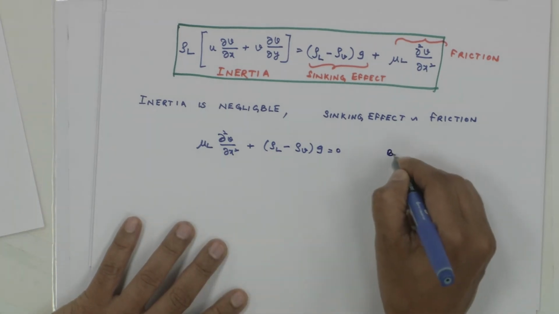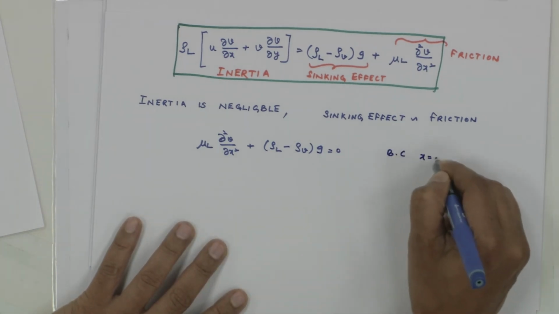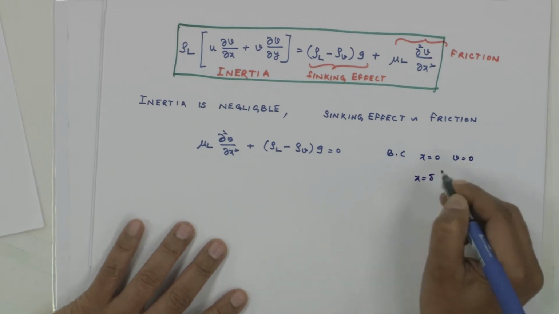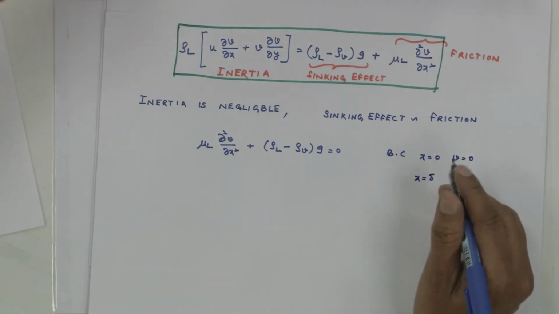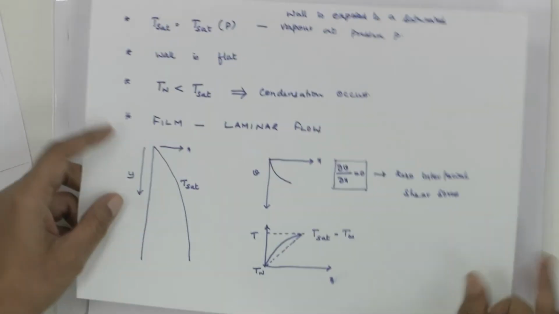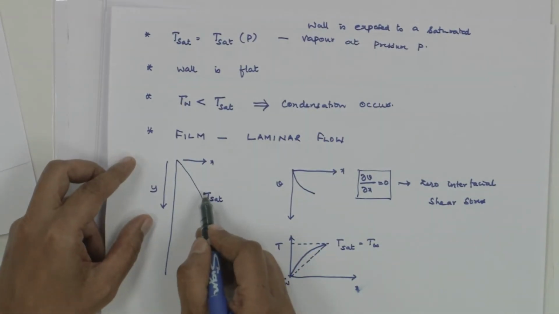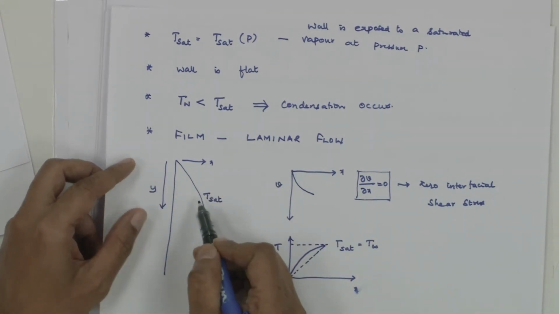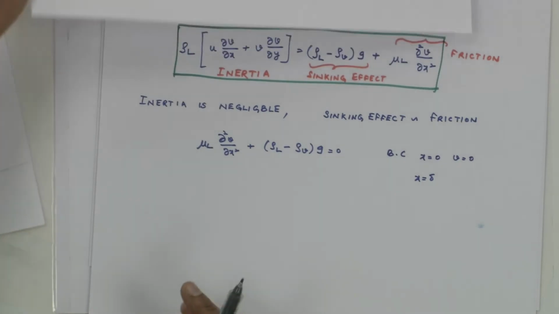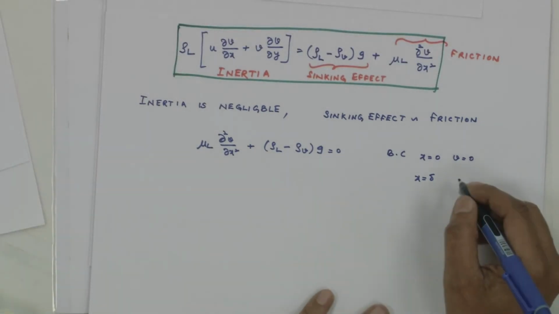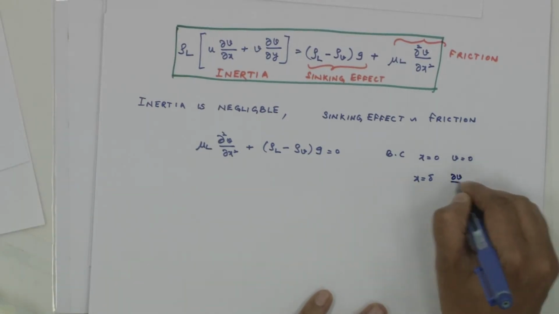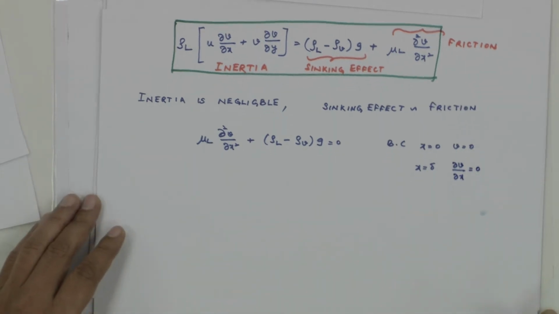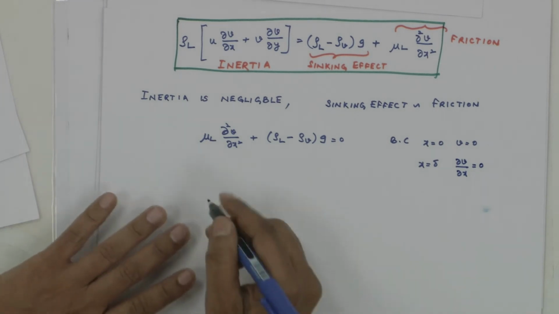What are the boundary conditions? At x equal to 0, v equal to 0, and at x equal to delta, that's what I said, right? Interfacial shear stress is 0. That is, at this delta, I am assuming that my vapor is still and there is no interfacial shear, and by that time my film velocity is also behaving in such a way that there is no interfacial shear stress, that is del v by del x equal to 0.